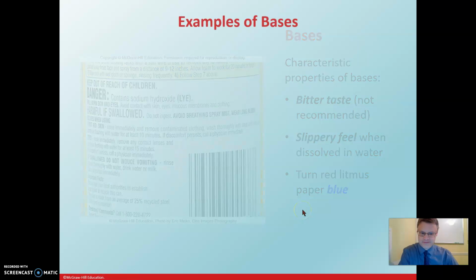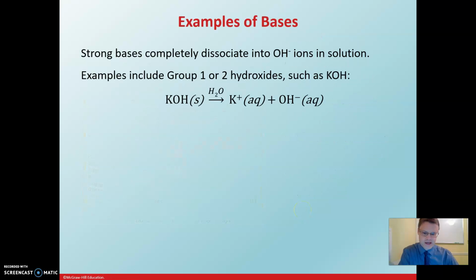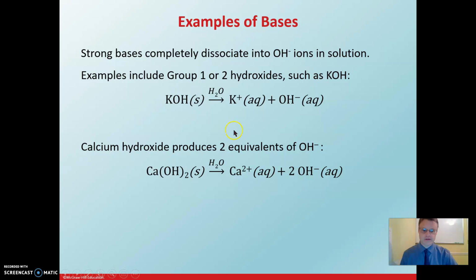Okay. Some examples of bases. Strong bases are going to completely dissociate into hydroxide ions in solution. Some examples are group 1 or group 2 hydroxides. Group 1 and group 2 are the two leftmost columns of the periodic table. So potassium is in group 1, and that'll dissociate to K+ and hydroxide. Calcium can also do this. So calcium hydroxide is the base.